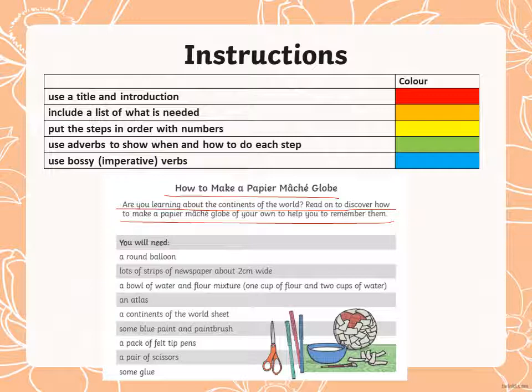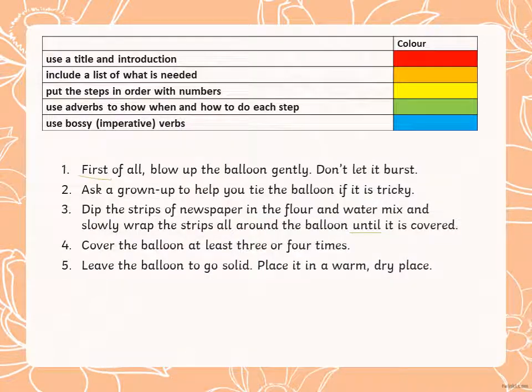Right, now we're going to move on to try and find the rest of the text, the bit at the bottom, and we're going to try and find the steps in order with numbers, and to use adverbs showing how and when to do each step, and to use bossy imperative verbs. We're going to look for those features on the instruction text.